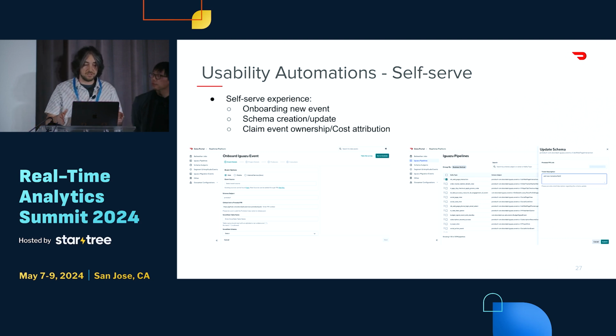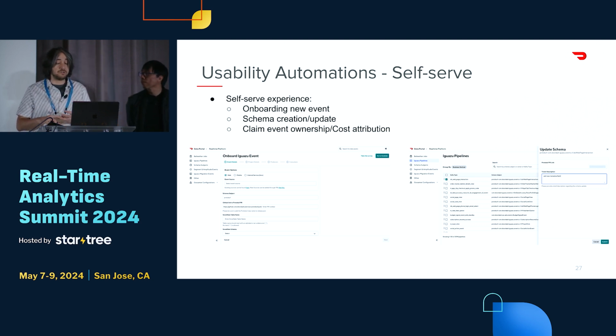This is the UI for it, and this allows the users to come in and onboard new events if they wanted to. They can create their schema, update their schema, as I talked about before. And even more, which I didn't touch on, they can claim ownership of their events. Because there's a cost to everything, and we want the teams to know how much it costs to operate this pipeline, so they can go and see that. And also tag the teams and owners to those events as well.